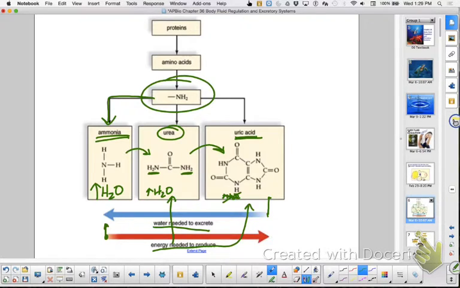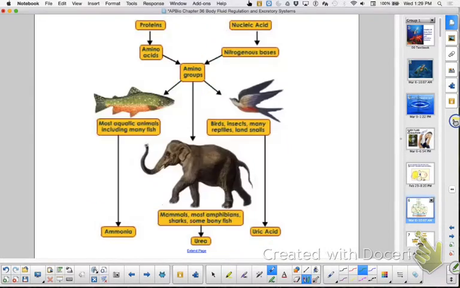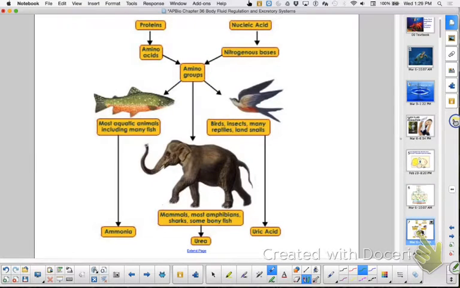So if you take a look at this diagram, it's talking about that. Where do our amino groups come from? They could come from our proteins, specifically amino acids, or from your nucleic acids. Either way, you have this amino group.